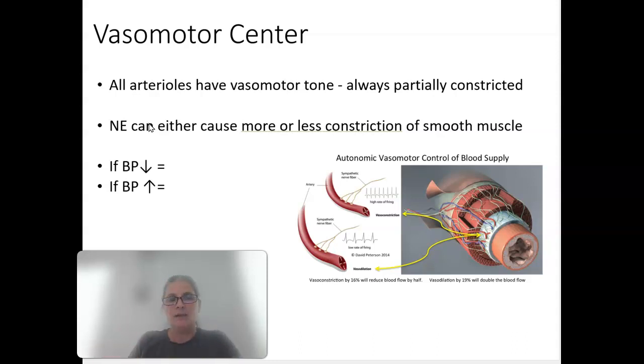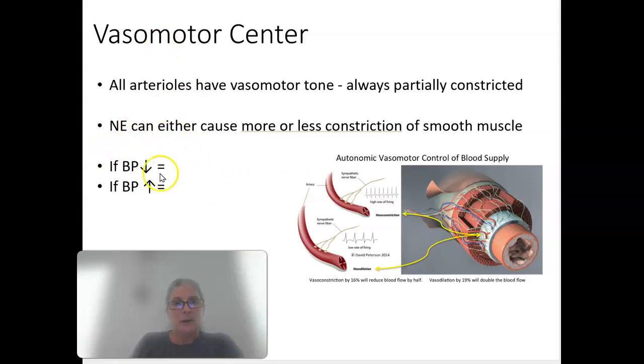So I like to think of this like a dimmer switch. The switch is always on, always releasing norepinephrine. We can increase the norepinephrine and constrict more, just like on a light switch, or we can pull the dimmer switch down, we can back off, and we can dilate.